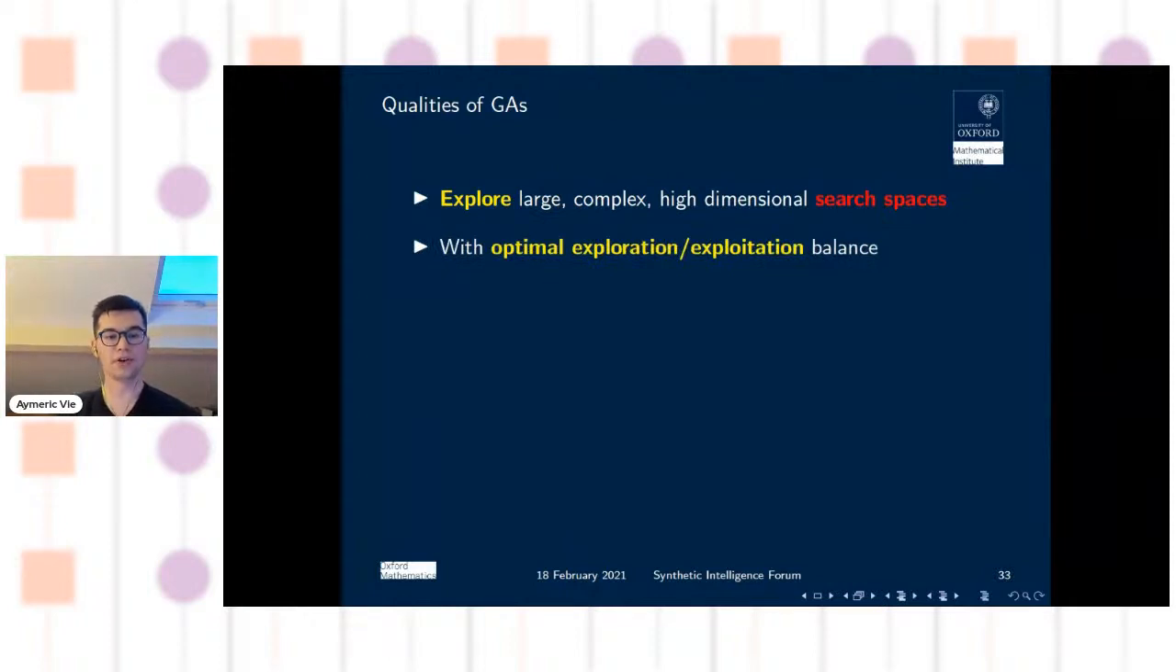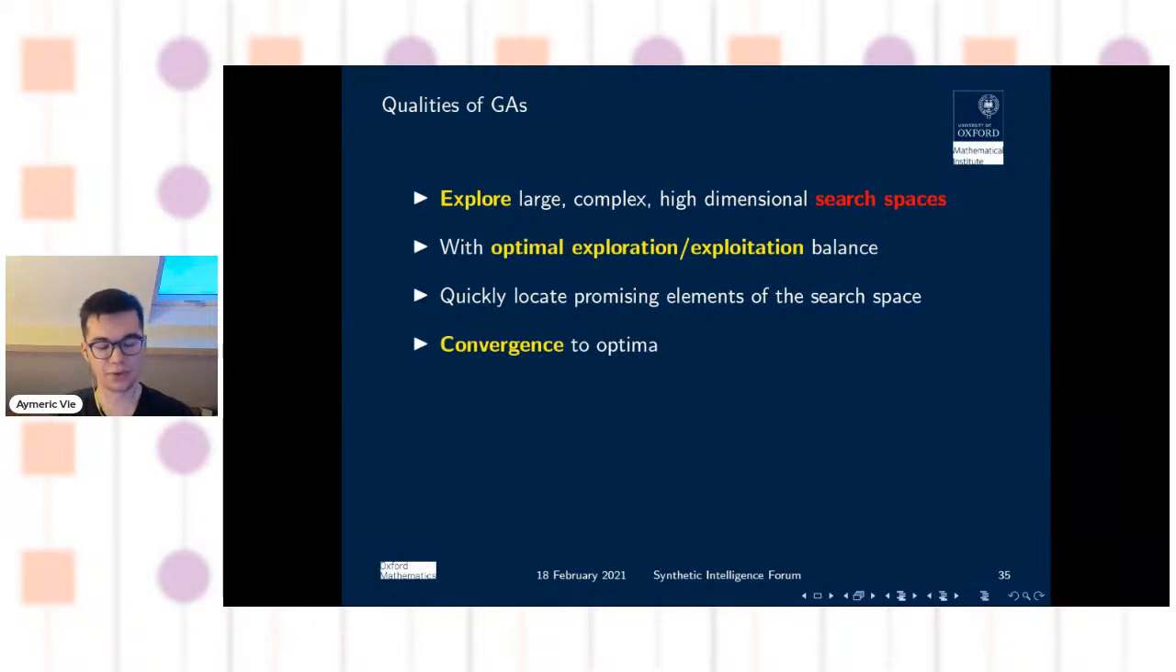They achieve a near-optimal exploration and exploitation balance. There are many ways to tune it. You can adjust your parameters and your operators to have more exploration or more exploitation, depending on what your problem requires. But essentially, this is a very flexible method that will try to balance these two conflicting aspects. In these very large, complex, or high-dimensional search spaces, GAs are quite fast at locating promising regions. They are not so fast at identifying the exact optimum. I will come back to that.